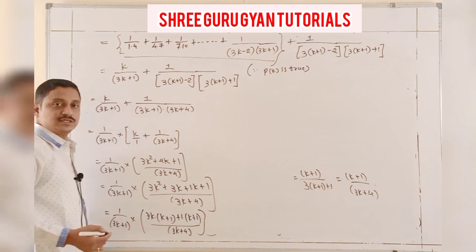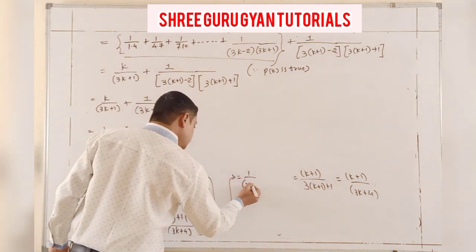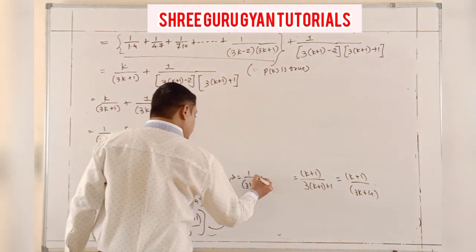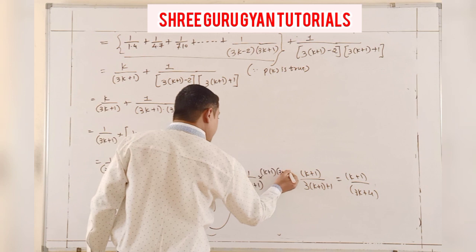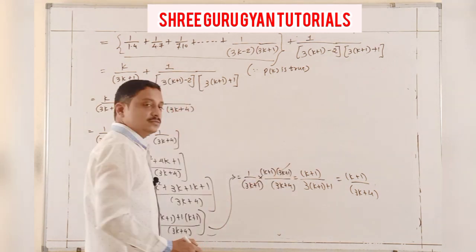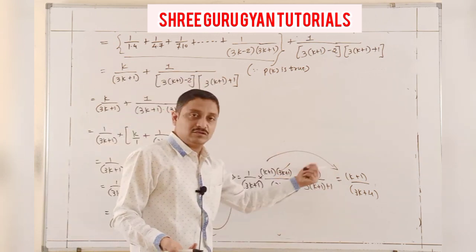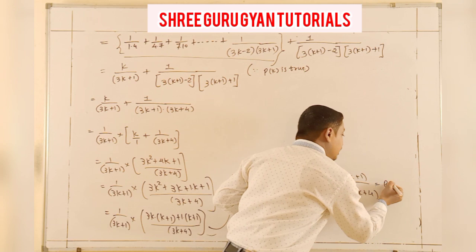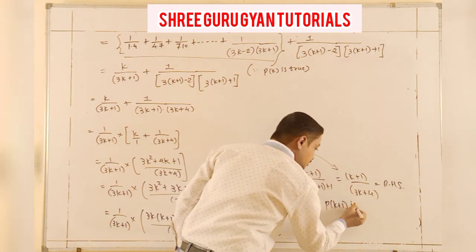Now students, you check out the common. So 1 by 3k plus 1. Here the common is k plus 1. The other is 3k plus 1 upon 3k plus 4. Check, that's your version. That is your step RHS. So after that you write down this and this, and show RHS. So we can say P of k plus 1 is true.